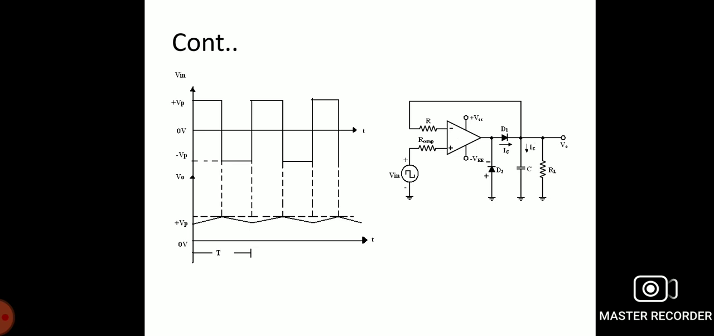In this lecture we have completely discussed the clipper and clamper circuits using the operational amplifier, and also the peak detector using the operational amplifier. Thank you for watching this video.